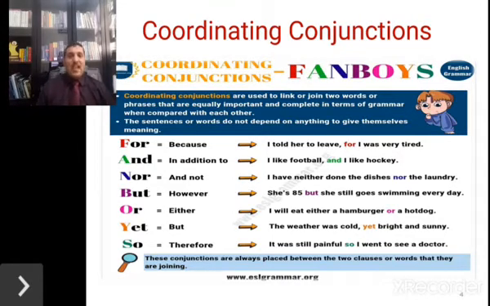So, the last one in this slide means therefore. Since, as we said, there are some differences between the word and its meaning and its synonym, because there is no exact synonym in English, but we can understand that they are similar and sometimes can be interchangeable. Here we have an example for so. It was still painful, so I went to see a doctor.